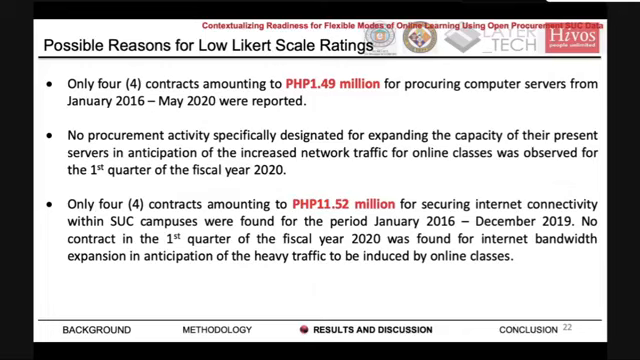Number one, only 1.49 million were spent for the procurement of computer servers. That is from January of 2016 to May of 2020. Second, no procurement for server expansion for the first quarter of 2020. And also, only 11.52 million were spent for securing internet connectivity and no contract awarded for expansion of internet bandwidth.